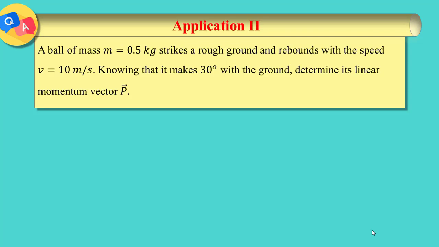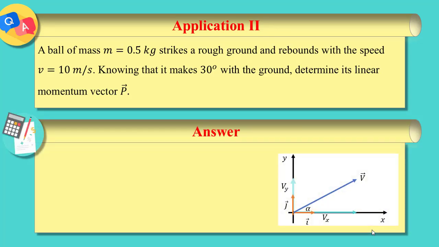Knowing it makes 30 degrees with the ground, determine its linear momentum vector, p vector. This is the graph that shows the velocity vector that makes 30 degrees with the horizontal. We can find that this velocity vector has projections along x and along y. We should take these projections into consideration to calculate the linear momentum. So P vector equals mass times the velocity vector.